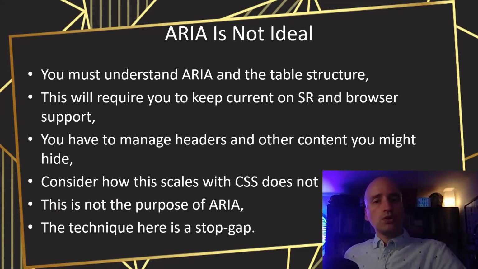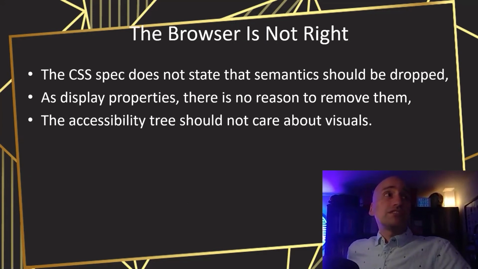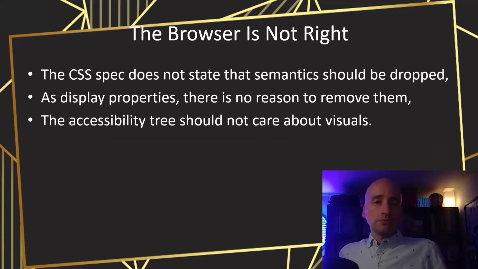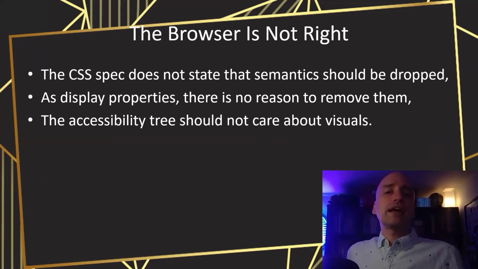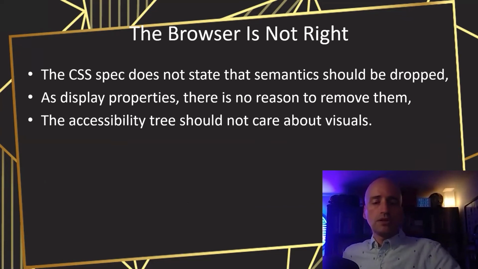If your CSS doesn't load, if any external resources don't load, you've got a problem. The techniques I've been talking through before are only a stopgap until the browsers stop breaking things. The browser itself isn't right. The CSS specification does not state that the semantics should be dropped. There's no reason for them to do that. There's no reason for display properties to boot all that stuff out of the way. The accessibility tree at its core generally should not care about visuals, other than, of course, hiding things with the display none property.